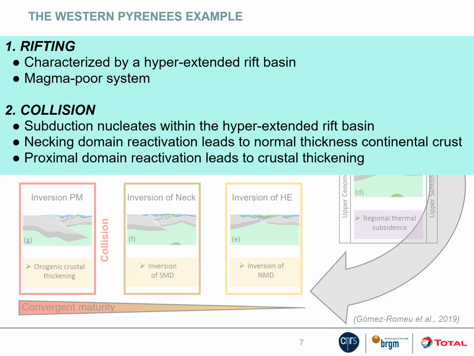Two particular features of the Western Pyrenees example are that the rifting was magma-poor, and that the rifting led to the formation of a hyperextended rift basin. Now, the main take-home message about these modeling results is that subduction nucleates within the hyperextended rift basin.